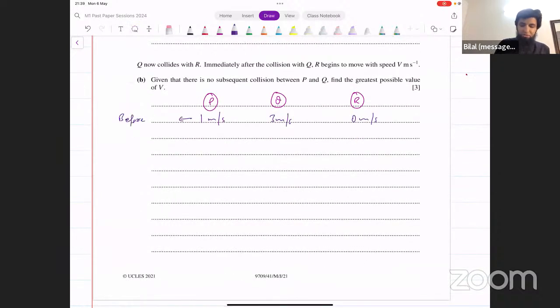Now, after this collision, they are saying R begins to move with speed v. Now, which direction is R going to move in? It's going to move to the right, right? Because Q is hitting it from the left side. So R is supposed to move to the right. So R is moving at v meters per second to the right side.